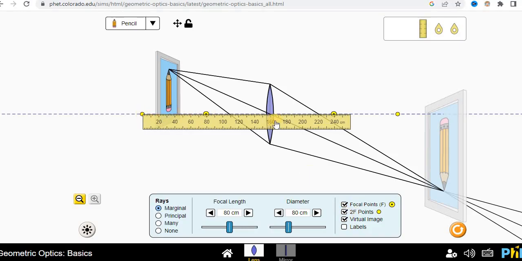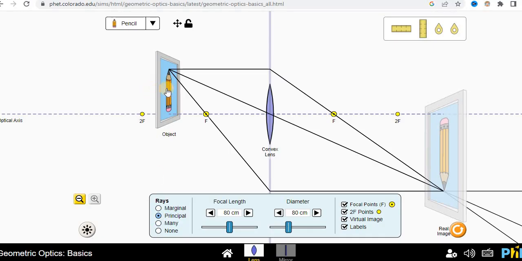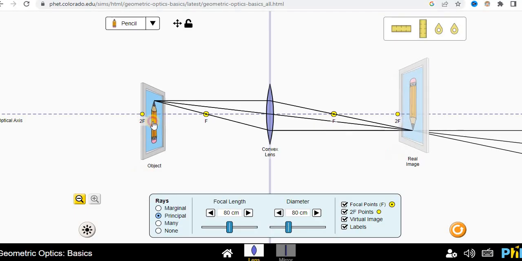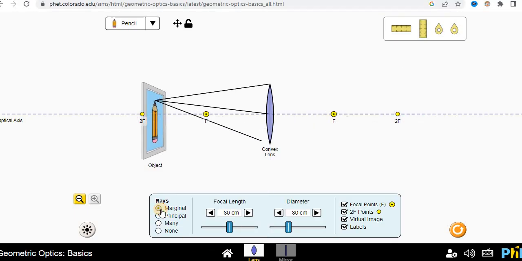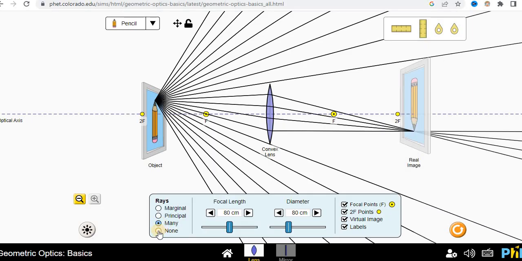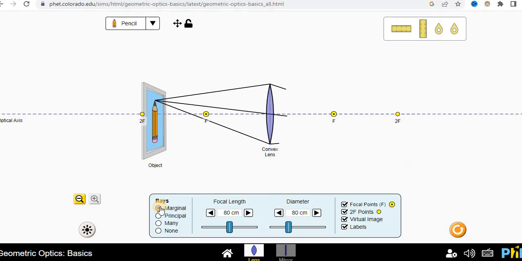So now you see I indicated 2 F points. See? Yes, we can also have labels. Yes, very good. Now see, the labels are there. Okay, all right, good. So now we can form the 3 rays as well. This is a good site. See, many rays, no rays, principal, marginal.